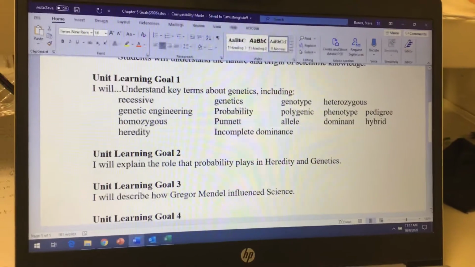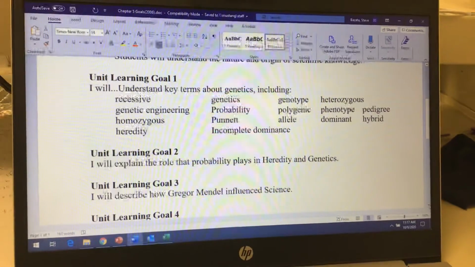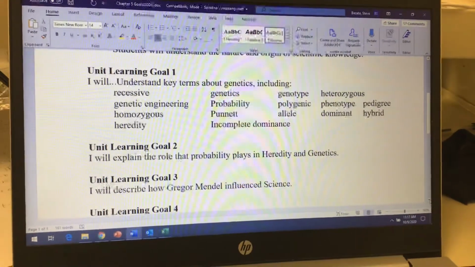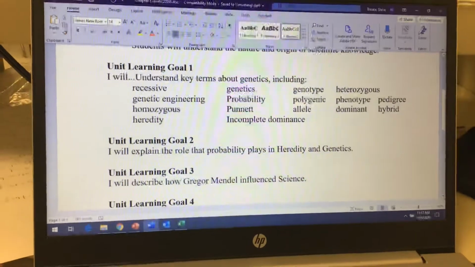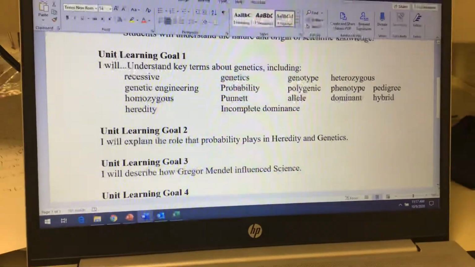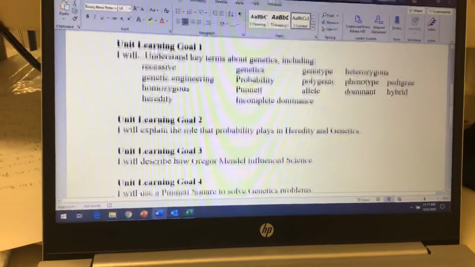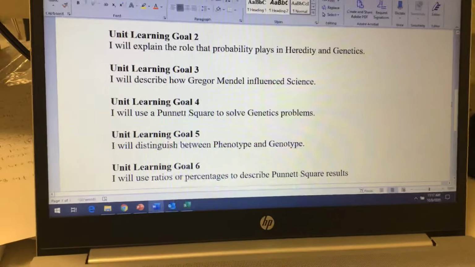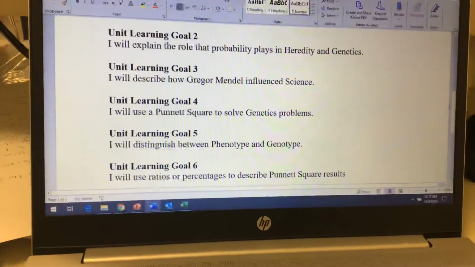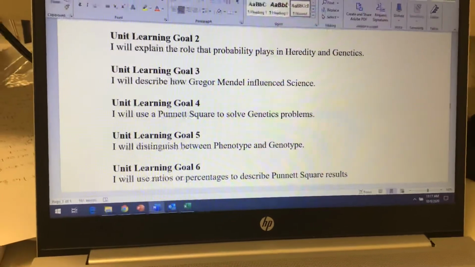I really enjoy this chapter. This is one of my favorites because it's real life situations. So most of the time you guys ask, oh, when are we going to use this in real life? Well, this is a real life situation. There are tons of them, and we're going to go through some of those. We're going to talk about how probability plays a role in heredity and genetics. Almost everything is about flipping a coin and what are your odds.